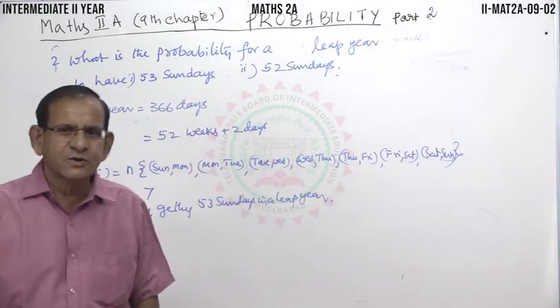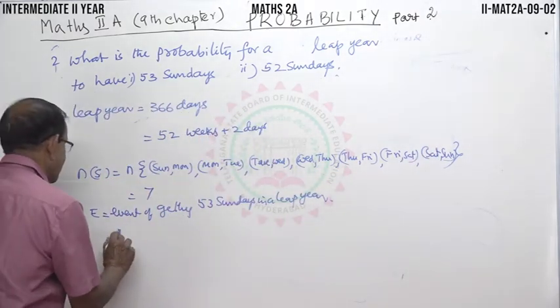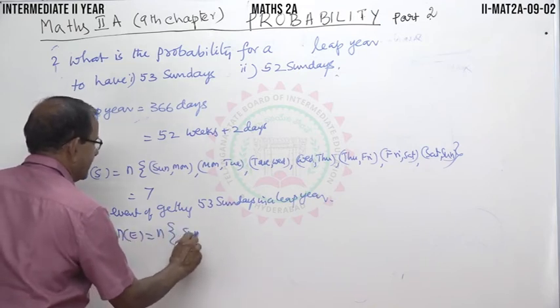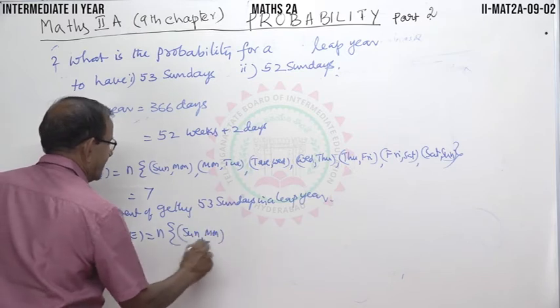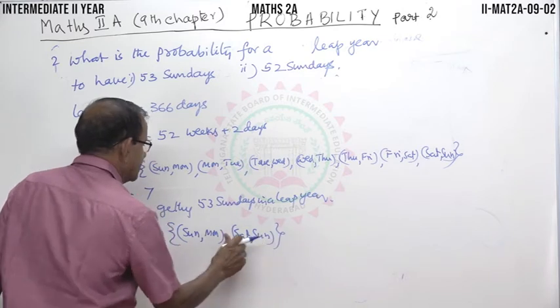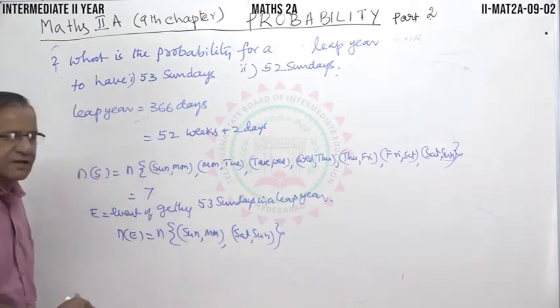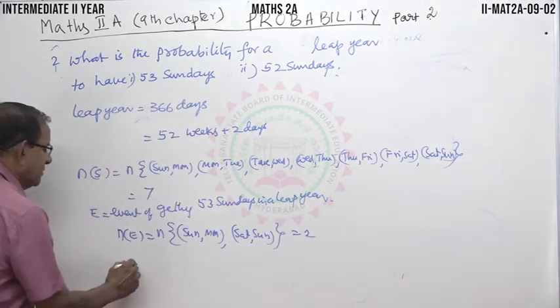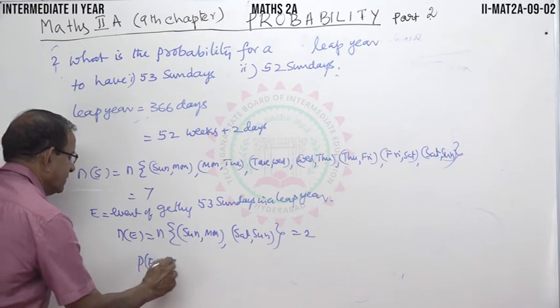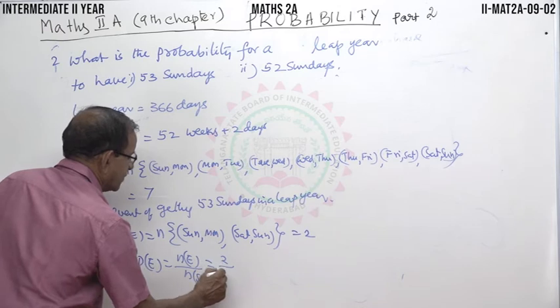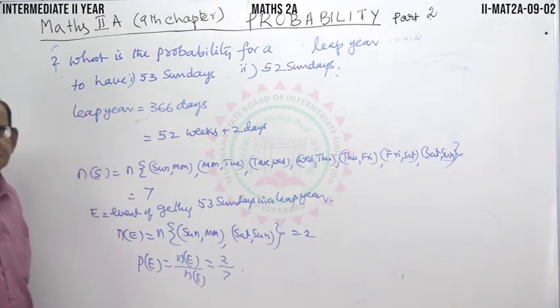2 possible outcomes are in favor of that. So n of E is equal to n of Sunday, Monday and Saturday, Sunday. These outcomes are in favor of this required event. So that is equal to 2. Now what is the probability? P of E is equal to n of E by n of S. That is 2 by 7. This is for 53 Sundays.